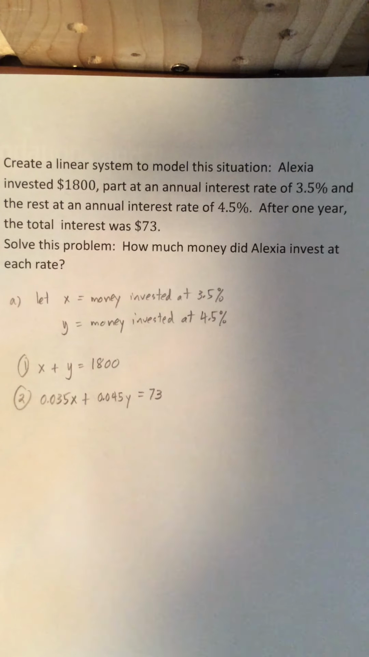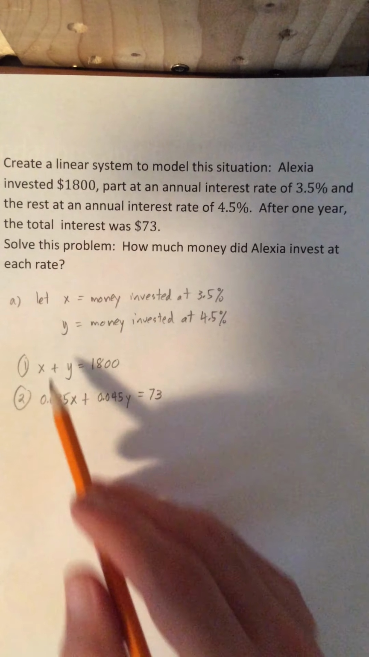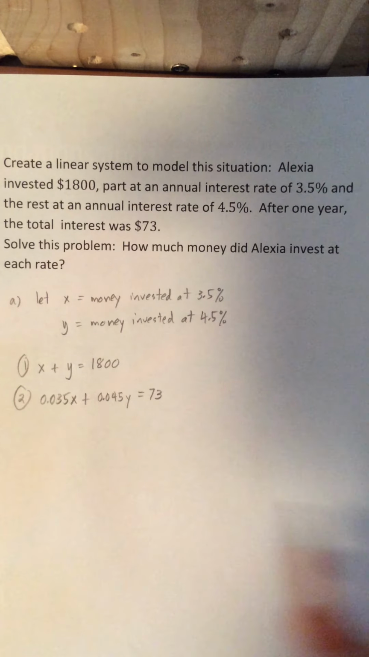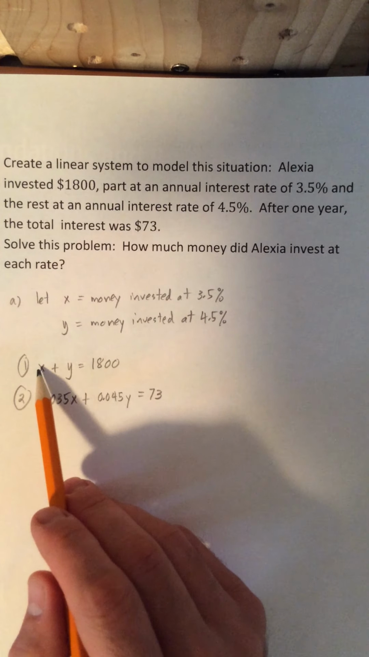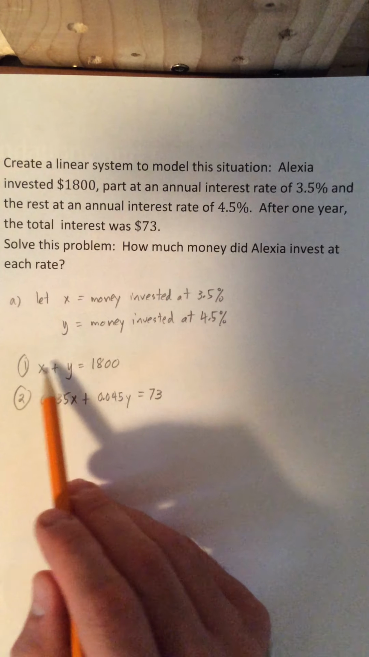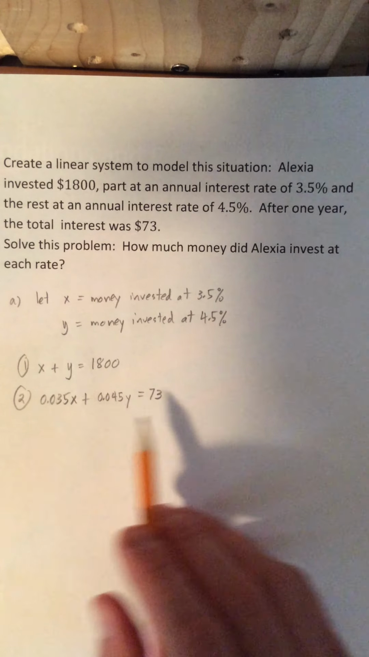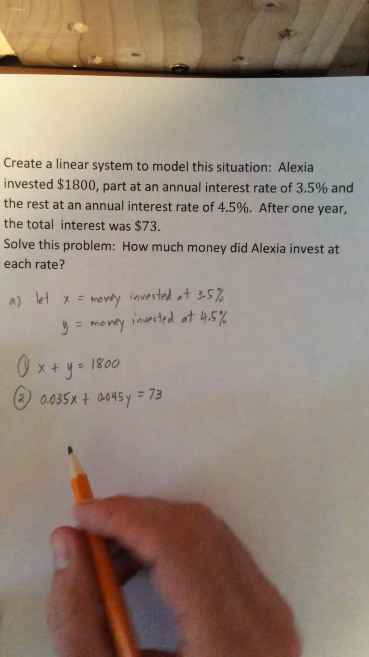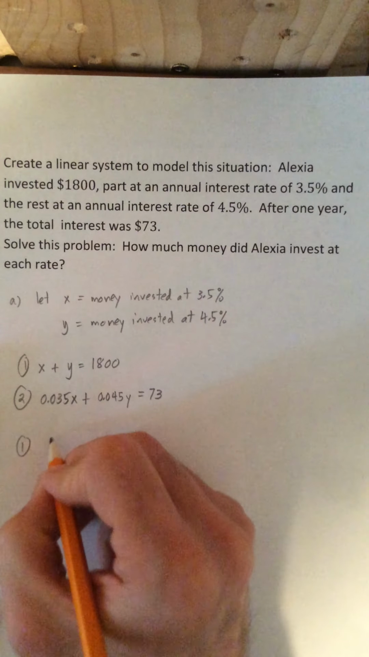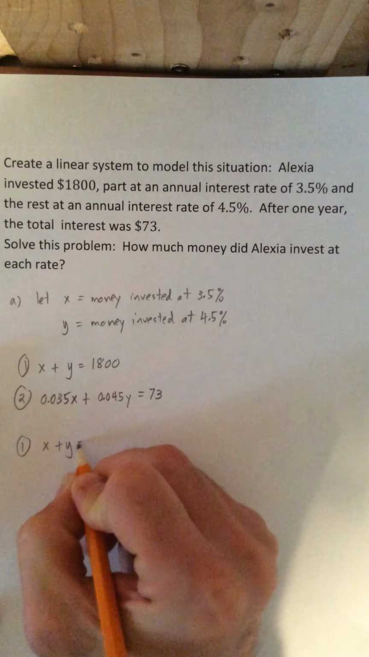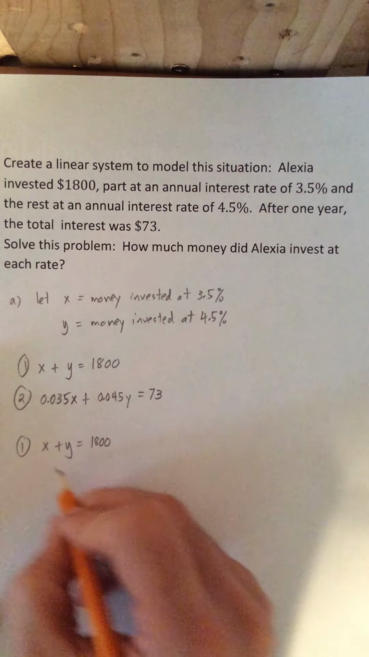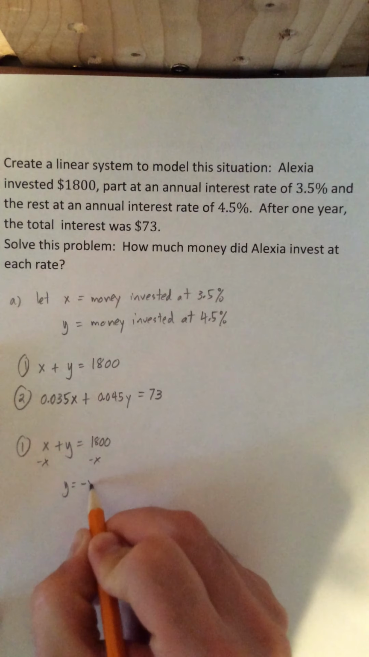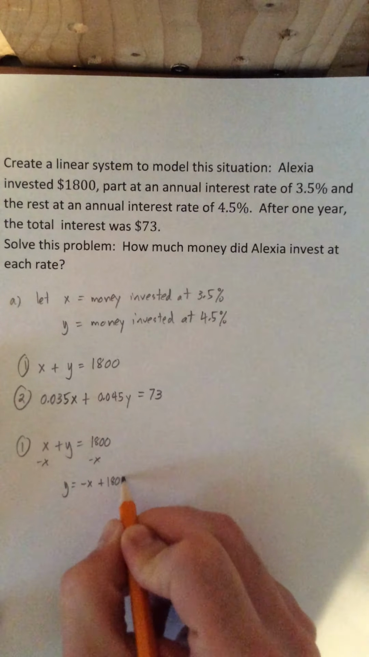Again, if we look at this in terms of substitution, this first equation is going to be a little more favorable to rearrange. And the reason being is there is no coefficient of x or y. The coefficient is 1 in both cases. So it doesn't really matter which one we rearrange for. I'm going to choose to rearrange the first equation for y. So if I rearrange this, I'm going to subtract x from both sides of the equation, and y is going to equal negative x plus 1,800.